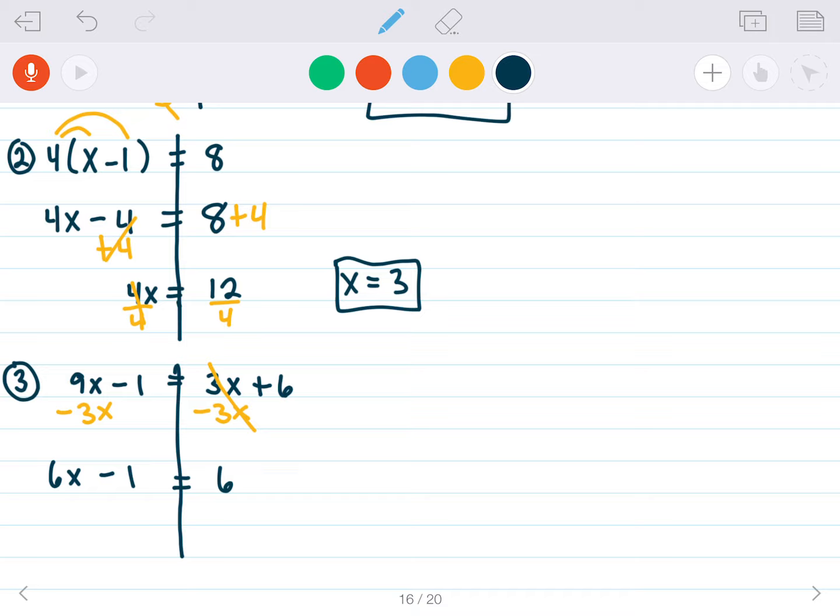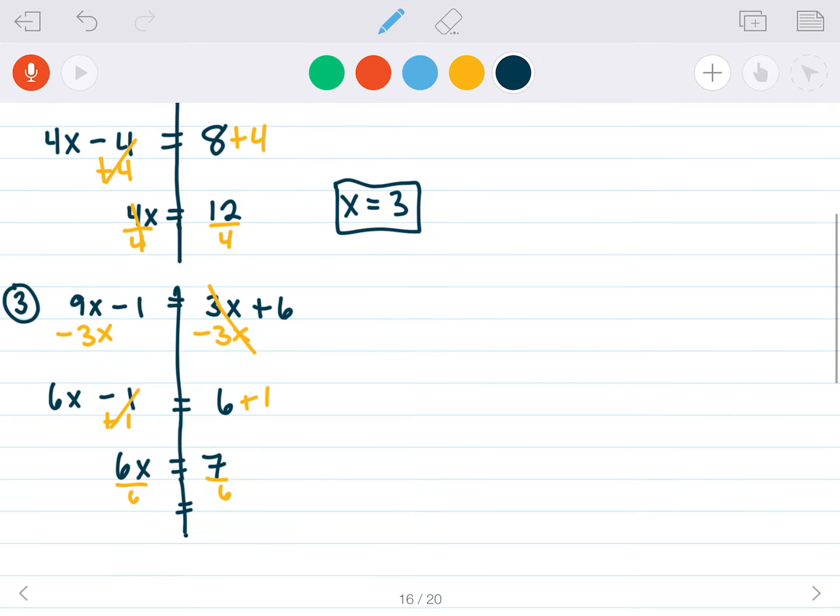Now what I want to do is look to the left side, because that's where my variable is, and I want to first undo subtraction of 1 by adding 1 to both sides. So on the left I get 6 times x, on the right I get 7. Now what I want to do is divide both sides by 6 to get x alone. And I get x is equal to 7 over 6. That's my solution.